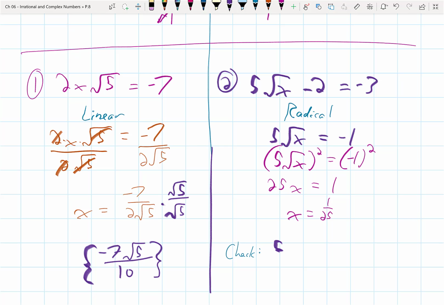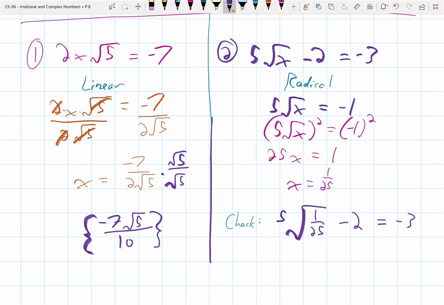So I do 5 times root 1/25 minus 2, and I'm checking to see, is that equal to negative 3? What's 5 times root 1/25? 1. And 1 minus 2 is equal to not negative 3. Now, it is close. That is important to me to check as well. I know that this is the right-wrong answer. What I mean by that is it's close because it didn't need to be 1. It really needed to be what? Negative 1. And that's okay. There was no way for it to be negative 1.